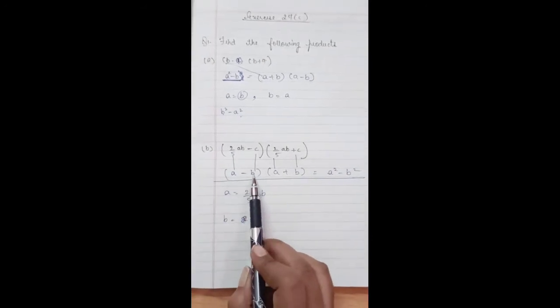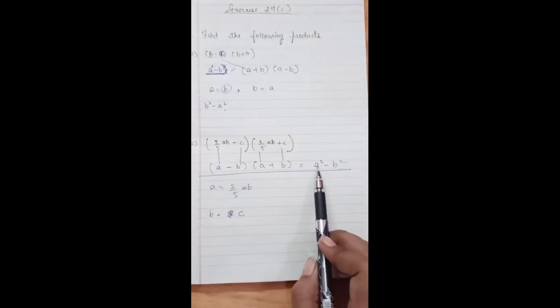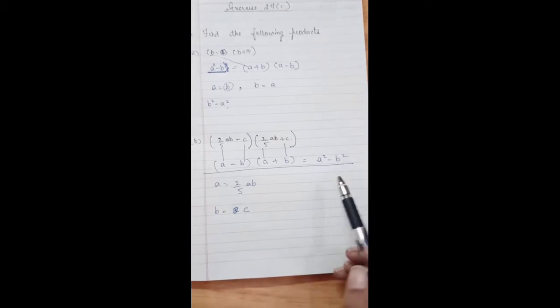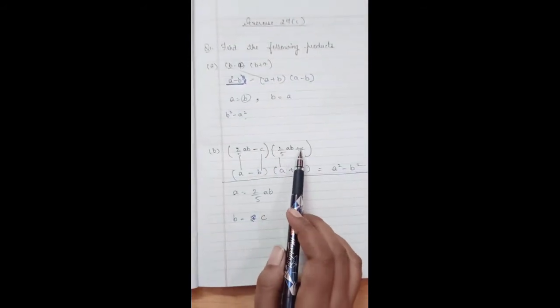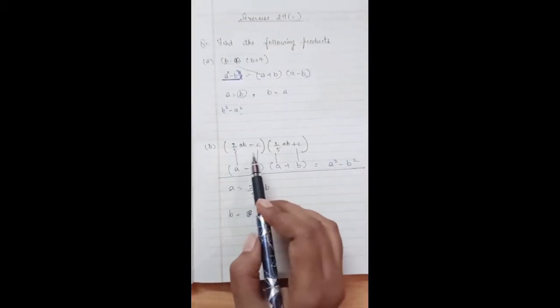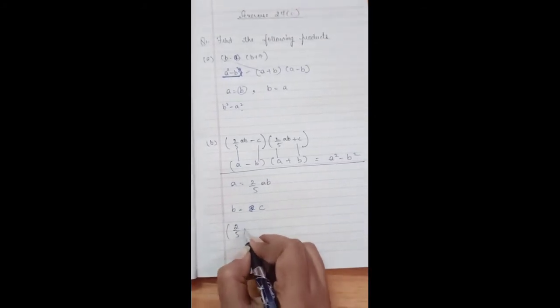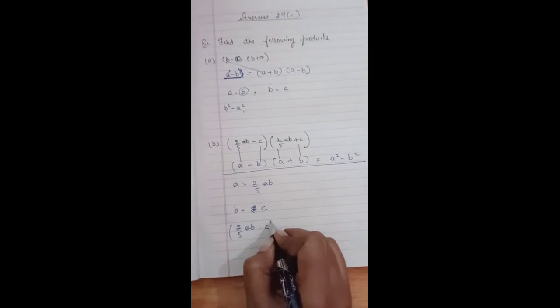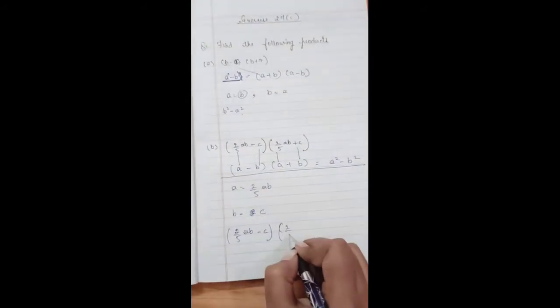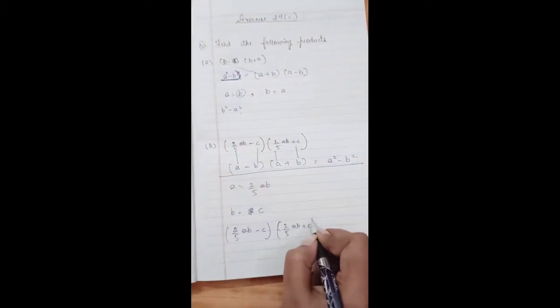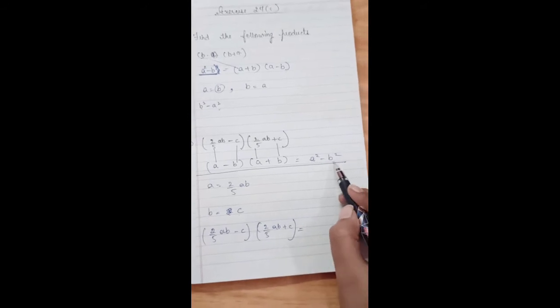So A minus B, A plus B is equal to A square minus B square. So we have A minus B, A plus B. We put the value here. So when you put it here, 2 upon 5 AB minus C, 2 upon 5 AB plus C is equal to what? A square minus B square.